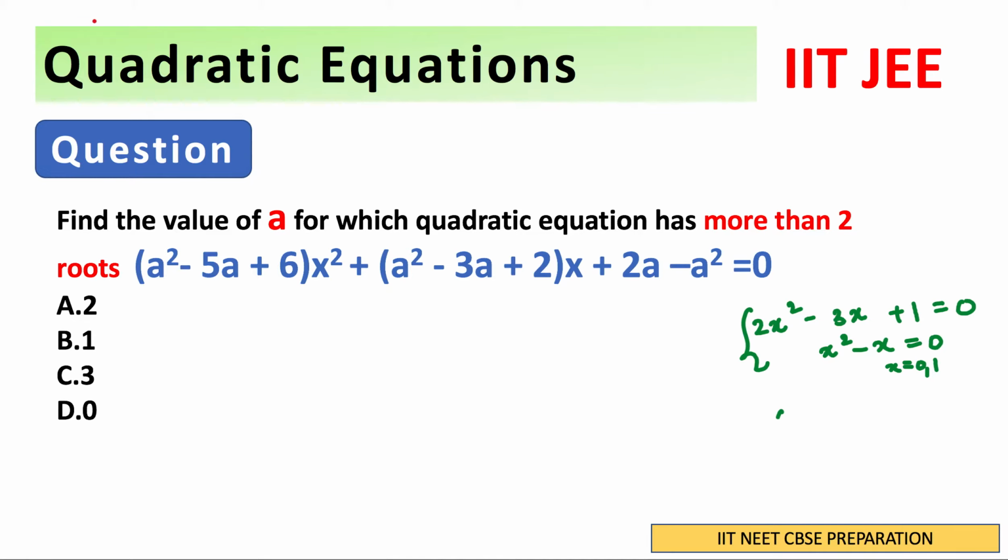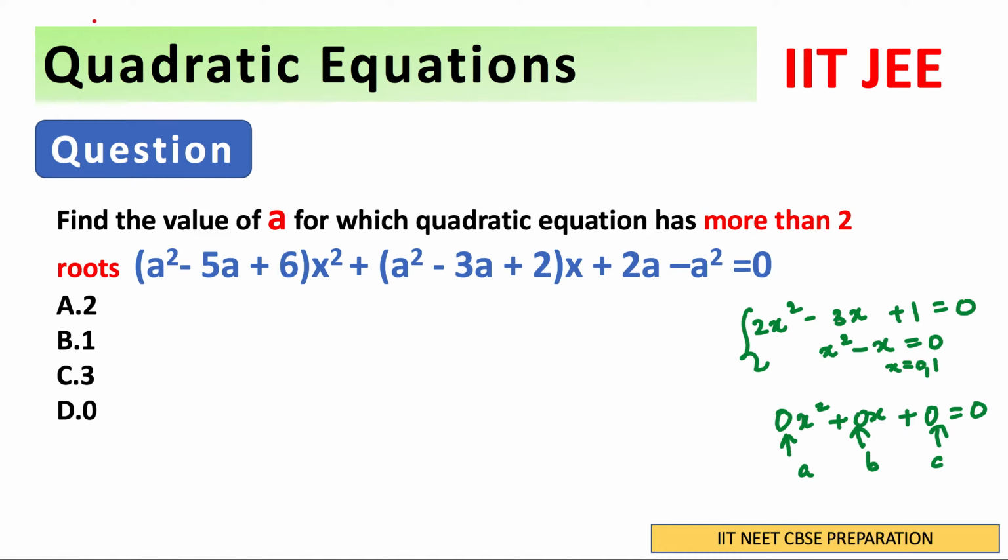But if I write something like this, 0x square plus 0x plus 0 is equal to 0, what is happening? If I place any value of x here, the answer is going to be 0. Why? Because the value of a, b and c, all of them are 0. So any value of x I place here will be satisfied. That is why it will have more than two solutions, infinite number of solutions, you can say. All values will satisfy. So same is the case here also.